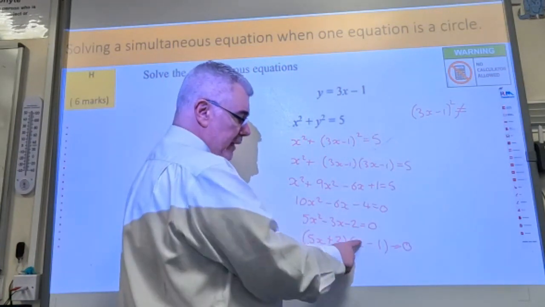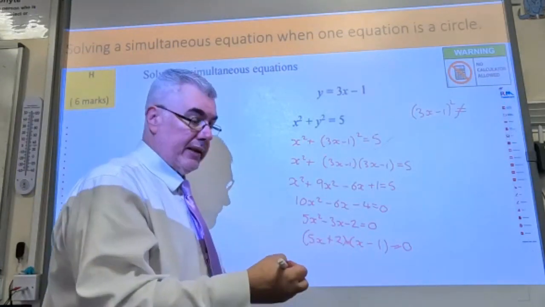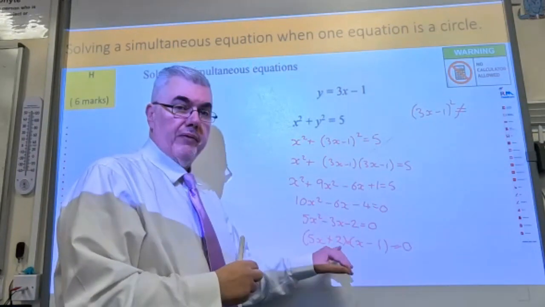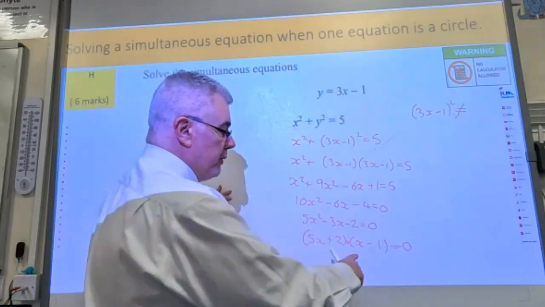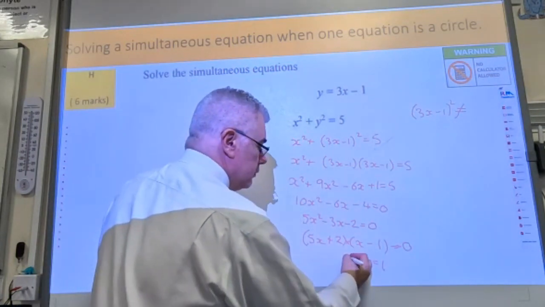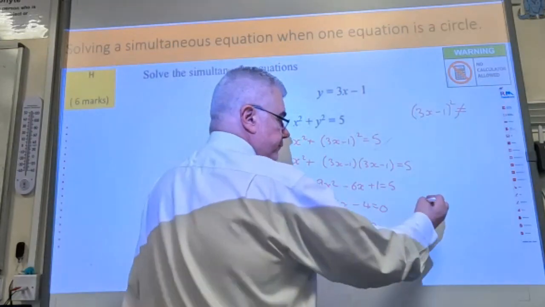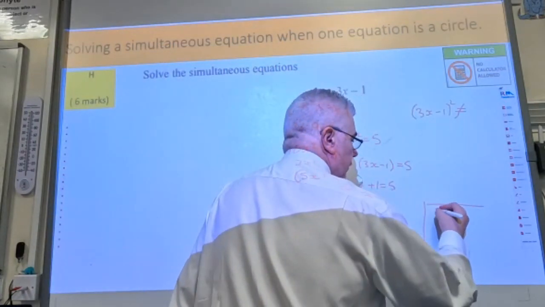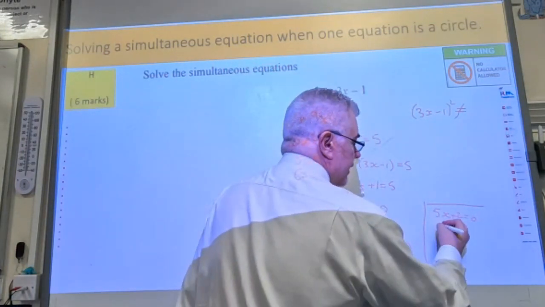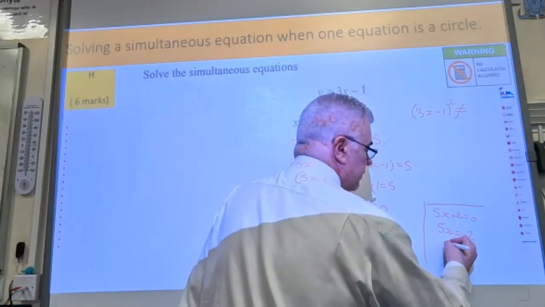We need to find out which values of x make each of these 0 because these are multiplied together. We just don't write that in. And if two things multiplied together equals 0, one of them has to be 0. So this is the easy one, x equals 1. Or, this is a slightly harder one. We've got 5x plus 2 equals 0. Subtract 2. Divide by 5.